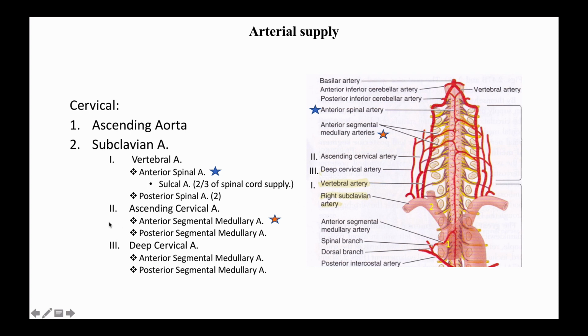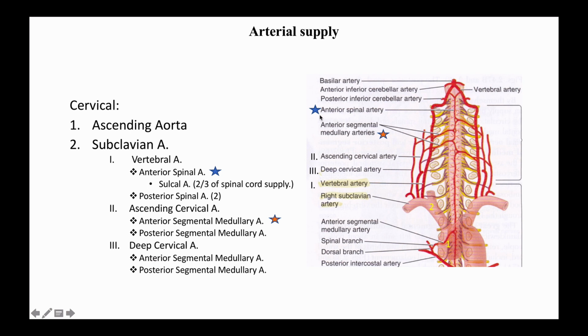Now, our ascending cervical artery, which is our second one, number 2 right here, will give off the anterior segmental medullary arteries, which you can see here, and then the posterior segmental medullary artery.